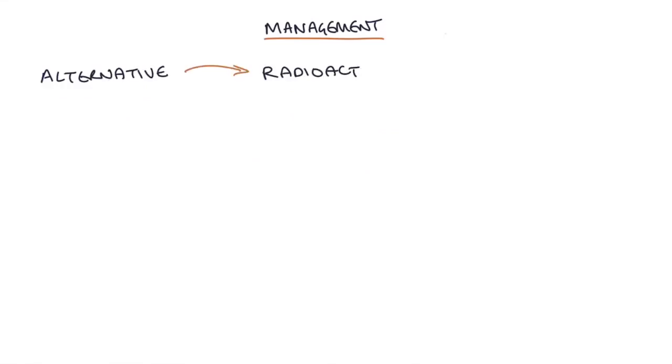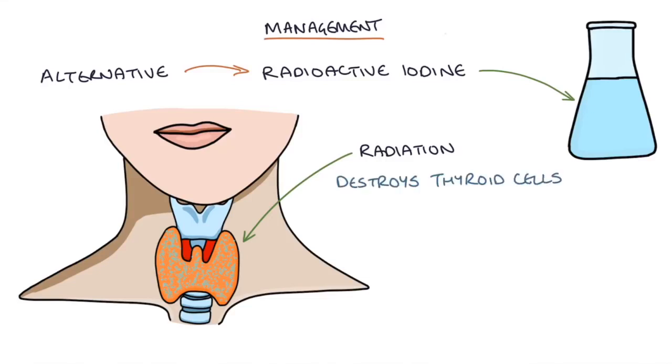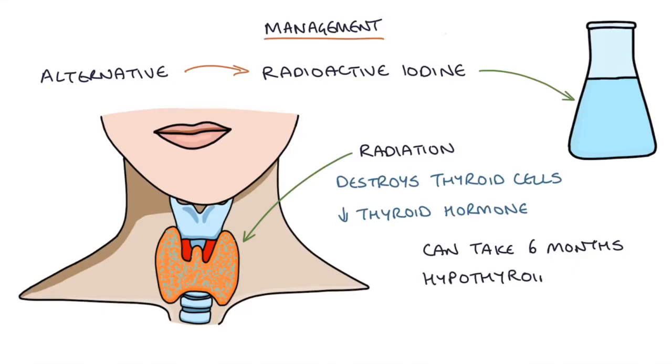Another option is radioactive iodine, and this involves taking a drink that contains a dose of radioactive iodine. This iodine then is taken up by the thyroid gland, and the radiation that's emitted into the local area destroys a portion of the thyroid cells. And this reduction in functioning of the thyroid cells decreases the amount of thyroid hormone that's produced, and so you have remission from the hyperthyroidism. But remission can take about 6 months, and the patients can actually be left with hypothyroidism afterwards and require levothyroxine replacement.